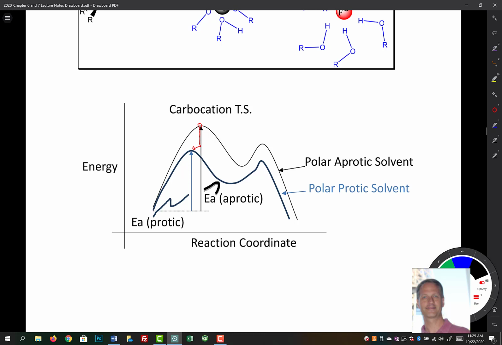So typically, we're going to be using a polar protic solvent for this. In fact, sometimes this reaction is called a solvolysis. So solvent and lysing it. So you're lysing the solvent.